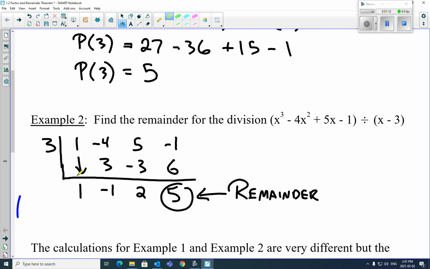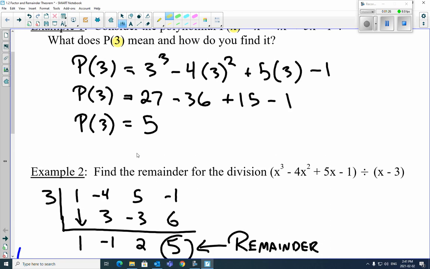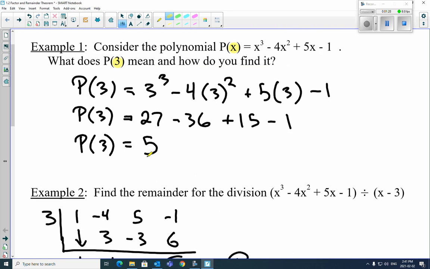Bring down the 1. 3 times 1 is 3. Add those together, you end up with negative 1. 3 times negative 1 is negative 3. Add those together, you get 2. 3 times 2 is 6. Add those together, you get 5. Oh, wait a sec. You get a remainder of 5, but if you look up here, when we plugged in 3, we also got a 5. Well, that's kind of cool.